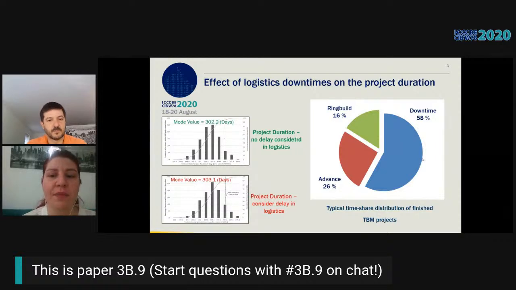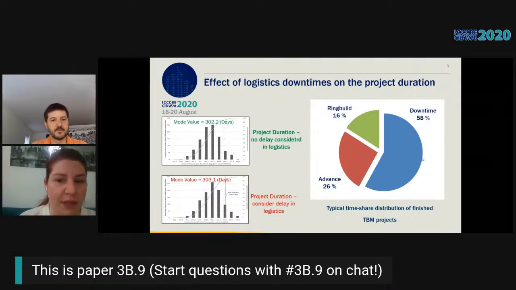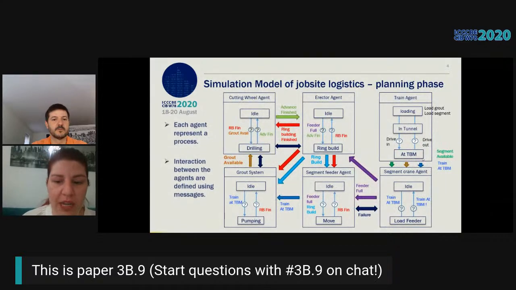Studies showed that the progress of the tunnel doesn't only depend on the performance of the TBM machine, but it's also highly influenced by the job site logistics. And any delay in this logistics can increase the duration of the project very, very much. So planning of such a project is usually complicated.